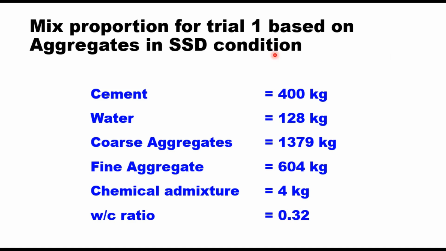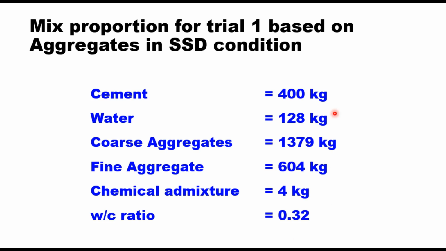Now we got the mix proportion for trial 1. But this is based on aggregates in their SSD condition. SSD means saturated surface dry condition. Cement is 400 kg, water 128 kg, coarse aggregate 1379, fine aggregate 604, chemical admixture 4 kg, and water cement ratio 0.32. We are now ready to make the first trial.